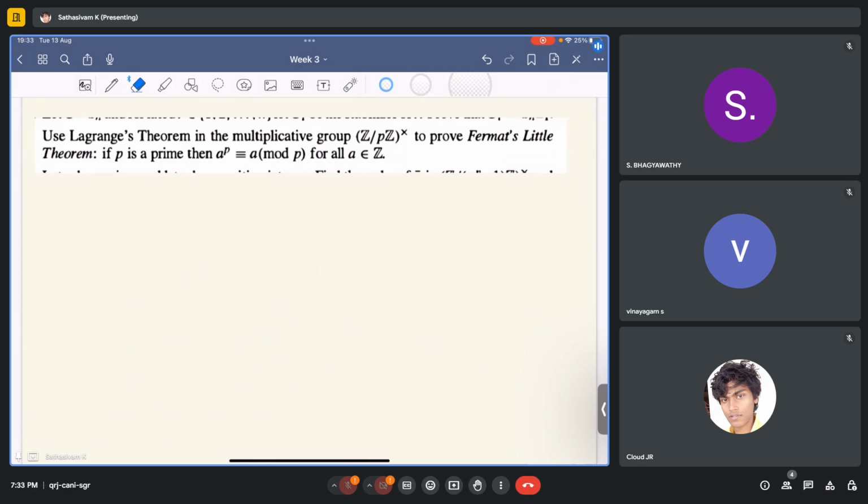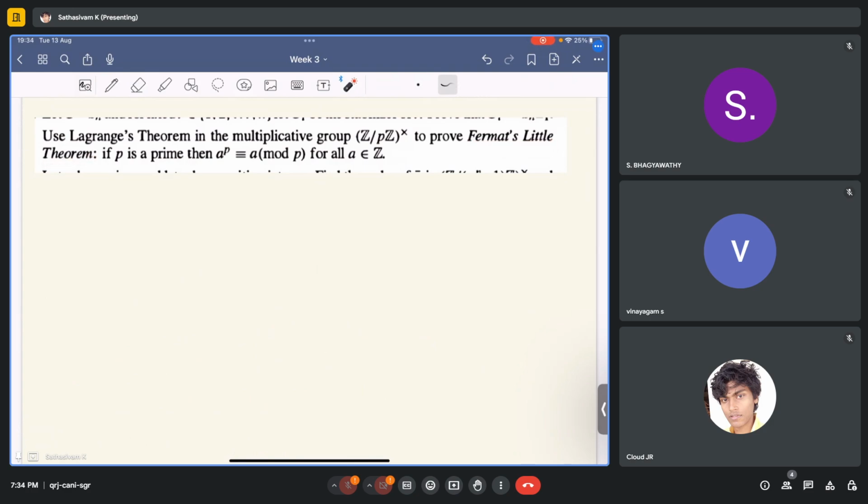So this question says to use the Lagrange theorem. This is one of the famous theorems from number theory. It's called the Fermat Little theorem. One can prove it directly in number theory, but we are going to use the Lagrange theorem in this multiplicative group, and then we are going to prove the Fermat Little theorem.